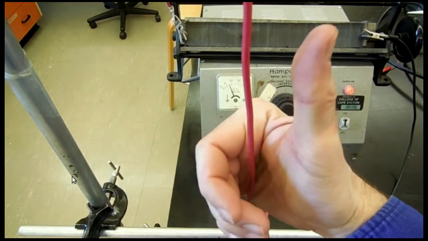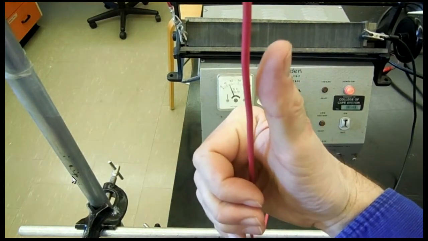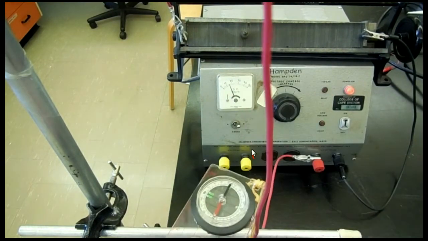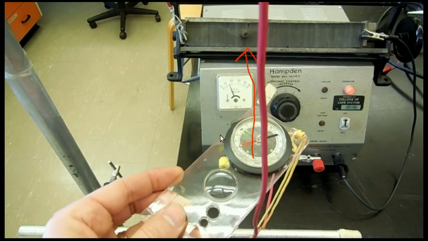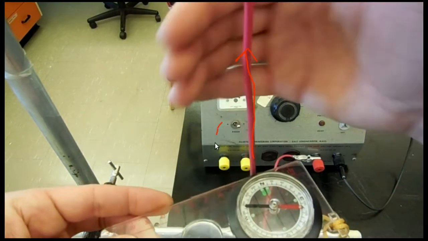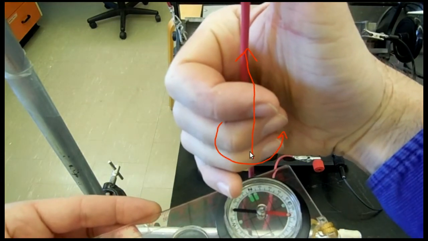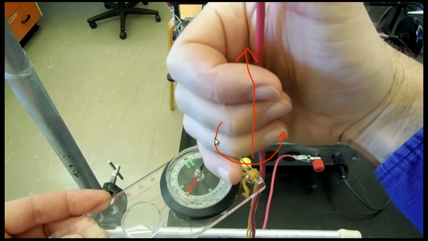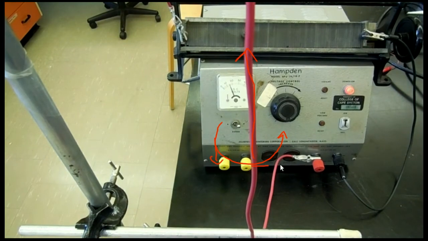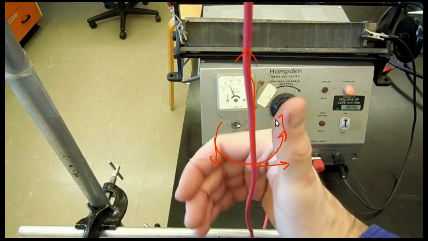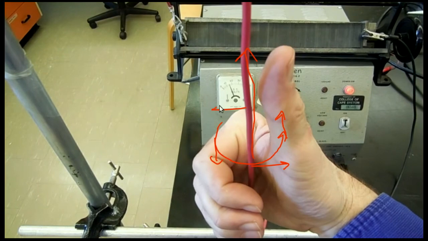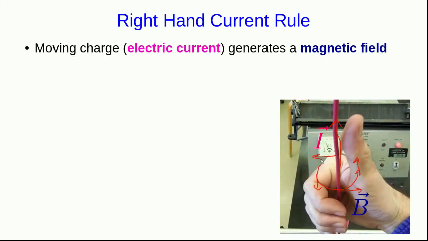If you wrap the fingers of your right hand around the wire so that your thumb points in the direction of the current, then the way your fingers wrap around is the direction that the magnetic field points, right? Over here this way, in front this way, over here this way, and behind the wire it would point this way. The way the compass needle responds to the current in the wire shows us that moving charges, or in other words current, generate magnetic fields.